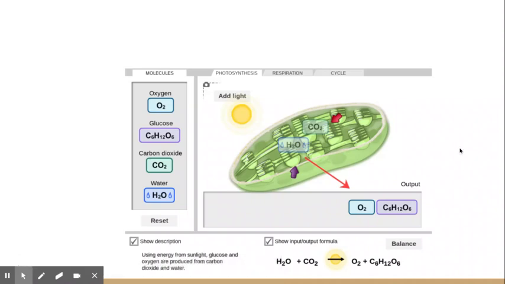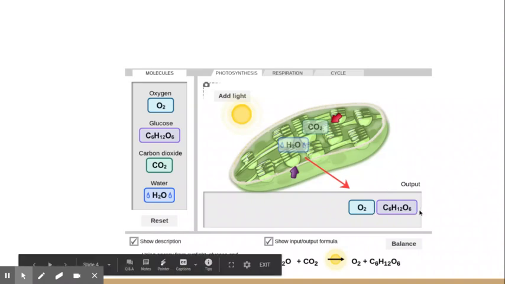So back to the model that we first saw. The difference between the models is we had to add light, which works together with water and carbon dioxide to make our outputs, which are oxygen and glucose, which is our hydrocarbon.